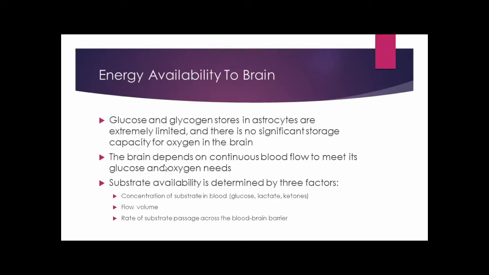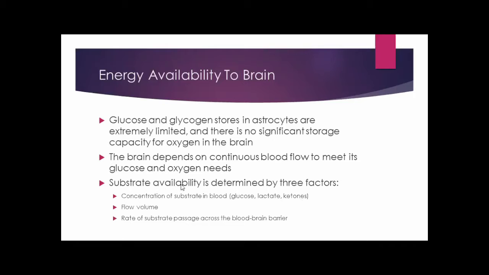So glucose and glycogen stores within the astrocytes are extremely limited. So now we're talking about the energy availability to the brain. And there is no significant storage capacity for oxygen within the brain. That's why it needs that 20% cardiac output, because it's not able to store energy. It requires a constant flow of substrate, primarily glucose, to go to the brain. Or there are other substrates, lactate or ketones can also be used, but it's not nearly as efficient to break down. The brain depends on continuous blood flow to meet this glucose and oxygen need.